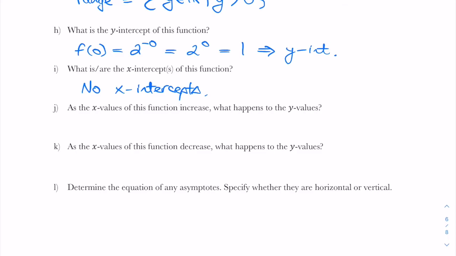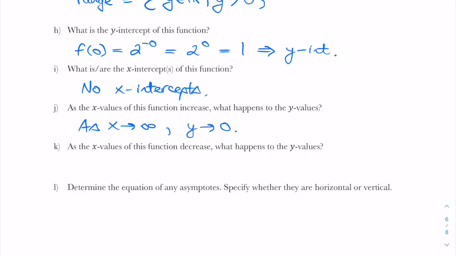As the x values increase, what happens to the y values? So we can just look at the graph. As the x values get larger and larger or approach infinity, notice that the y values approach 0, but they don't actually get to 0.